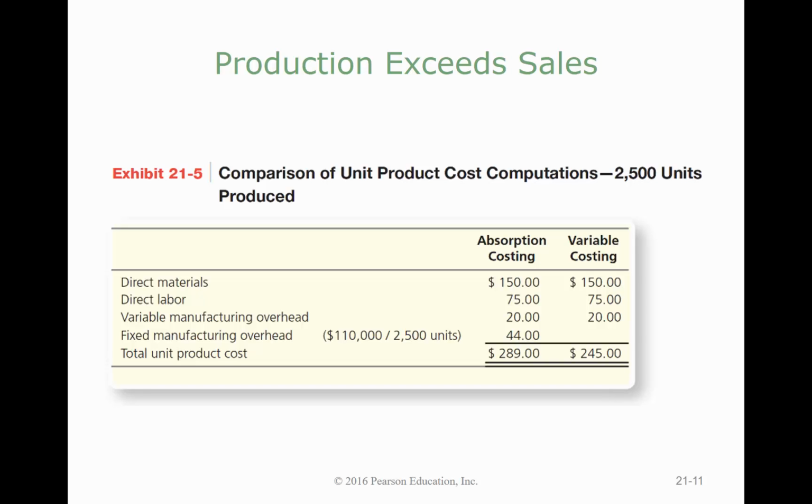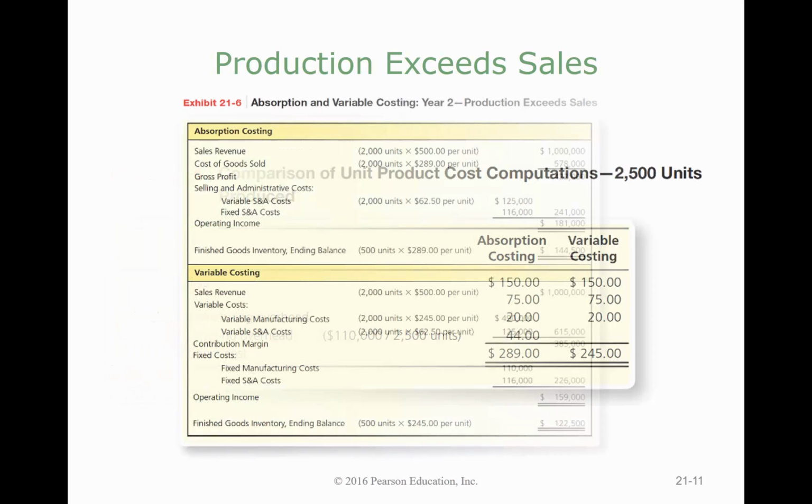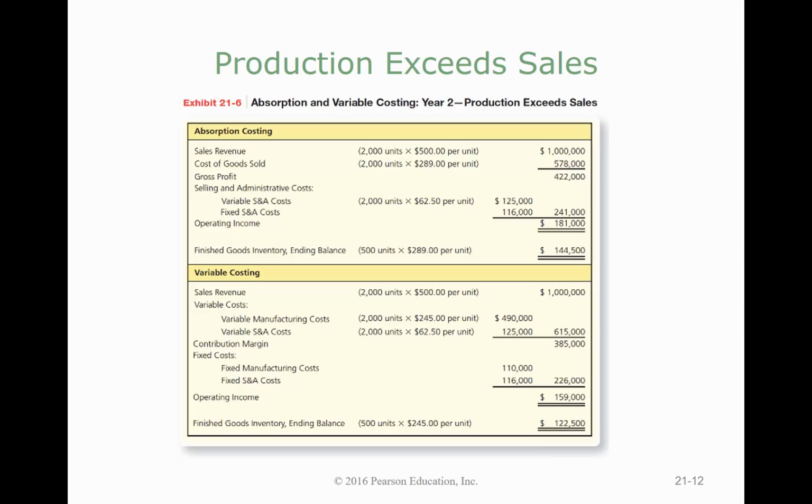The only difference is that the fixed manufacturing overhead becomes part of the product price in absorption costing, and in variable costing, it becomes part of the period costs. Okay? So when we go ahead and calculate now, our revenue is the same, right? We sold 2,000 units at $500 per unit, so $1 million in revenue, regardless of the costing system we use.